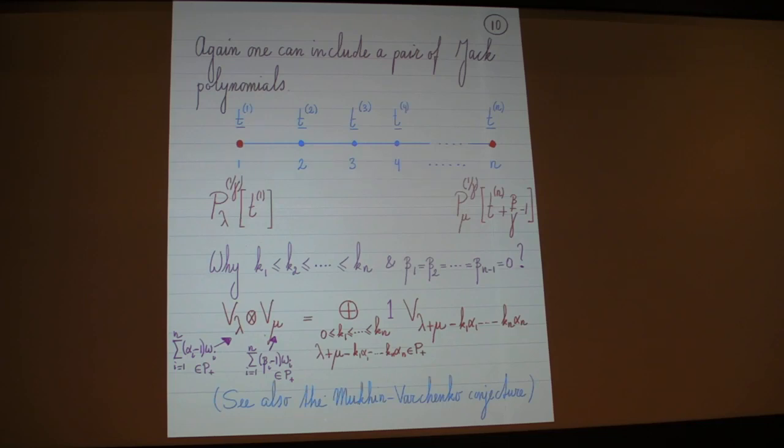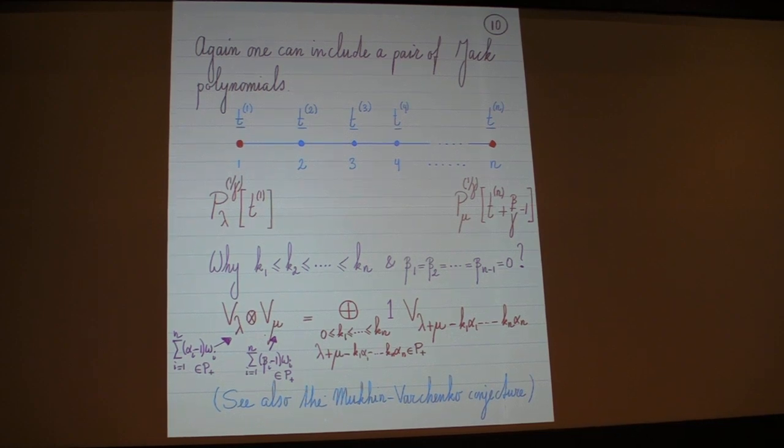Well, before I explain what's going on, again a remark that you can bump this up and put in some Jack polynomials if you want. And now there's, again, 2 Jack polynomials. You can put 1 on the first vertex and 1 on the last vertex. Of course, in the Selberg case, there's only 1 vertex, so they would both live on the same vertex. That's the AFLT integral.